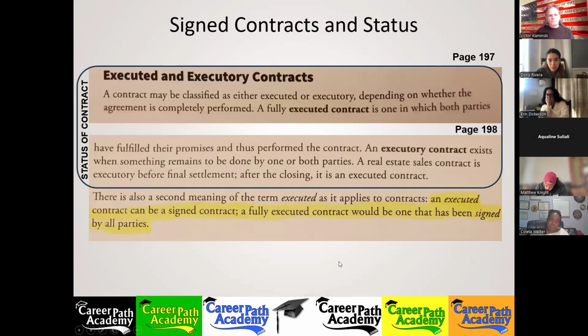So this is split across two pages in this book. Executed contract. A contract can be executed or executory. Here, on page 198, let's just highlight this. An executed contract can be a signed contract. A fully executed contract would be one that's signed by all parties. That's probably all you need to know for exams. I don't think they're going to get into executory, executed, and fully executed statuses. So page 198, just highlight that.